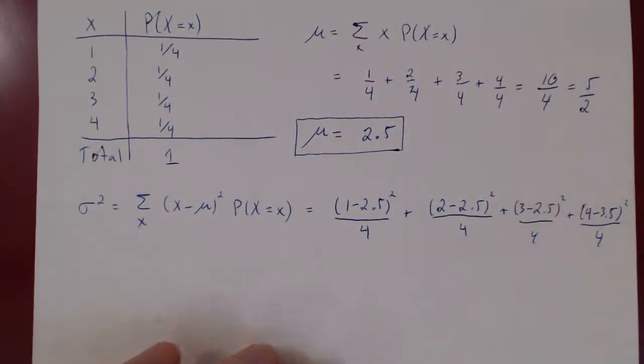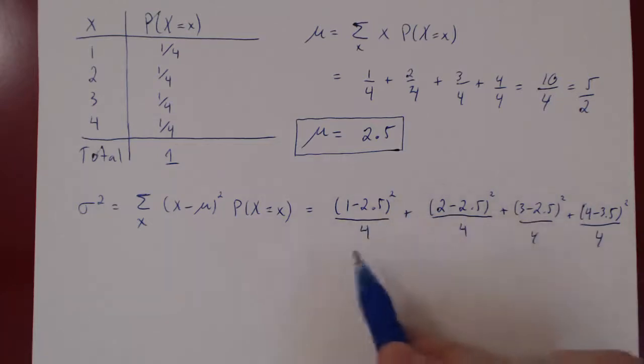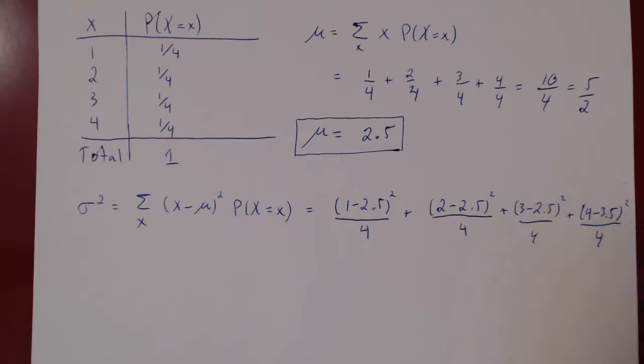And if we compute this, let's see what we get. So you can add those up, because it's all over 4, so you can add the numerators up, and then divide the whole result by 4. So we'll have 1 minus 2.5 squared, plus 2 minus 2.5 squared, plus 3 minus 2.5 squared, plus finally 4 minus 3.5 squared. This will give you 3.